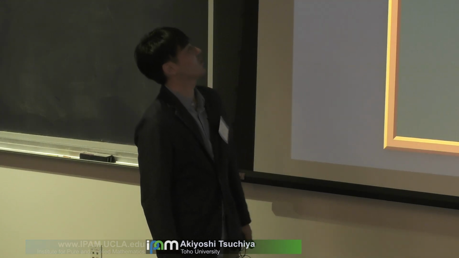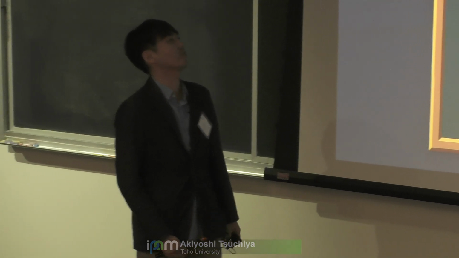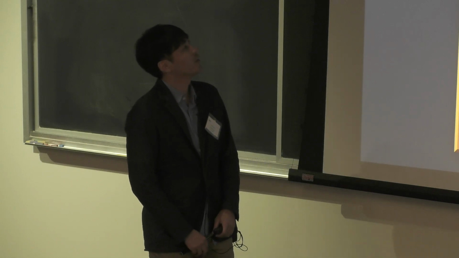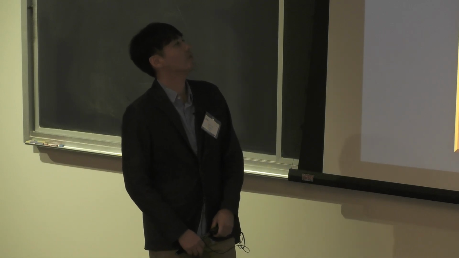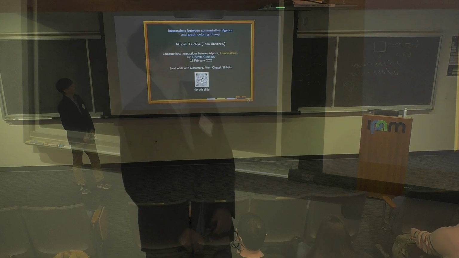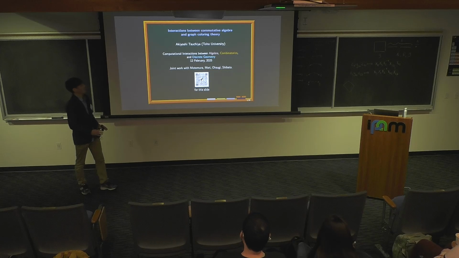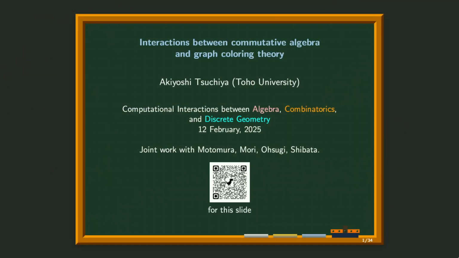So today, I want to talk about the relationship between commutative algebra and graph coloring theory. I think one of the famous such relationships is between Cut algebra and the four color theorem. But today, I want to talk about the relationship between another algebraic object and some property of graph coloring theory.